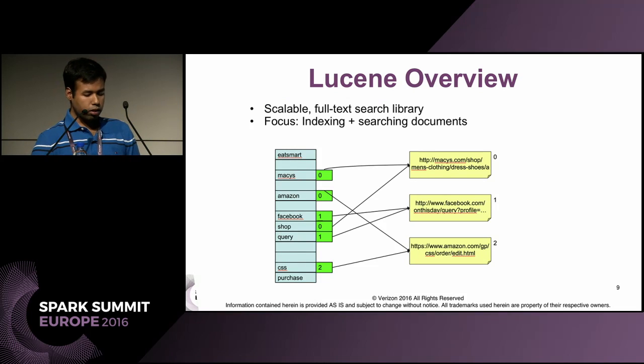Now, let's move into the LuceneDAO part, because that's the major focus of this talk. In Lucene, we know that it's a scalable full-text search library. What it does is, your data comes as something like, say, Macy's.com shop, and this is document ID 0. So what Lucene will do is come up with keywords out of this data. In this case, Macy's is one of them. And then it will store a reverse index on them. So it will store that Macy's has an index of 0, which is document 0.